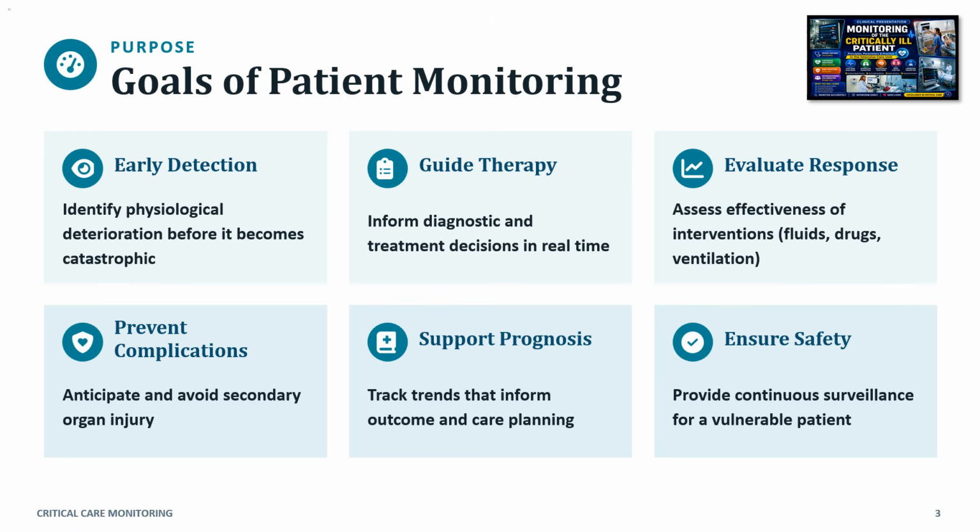4. Prevent complications. Anticipate and avoid secondary organ injury. This reduces morbidity and prevents additional system failure. 5. Support prognosis. Track trends that inform outcome and care planning. This aids in realistic family counseling and resource planning. 6. Ensure safety. Provide continuous surveillance for a vulnerable patient. This protects the critically ill patient who cannot advocate for themselves.